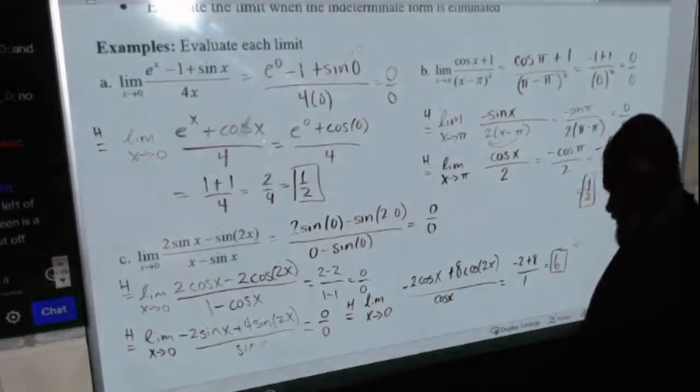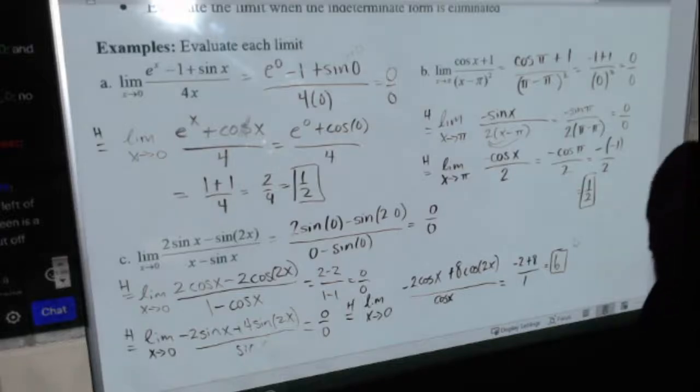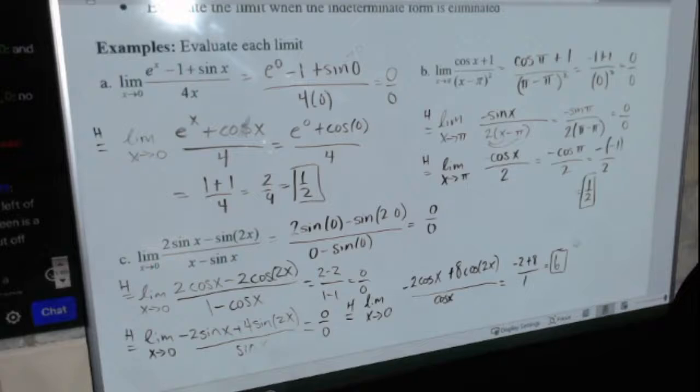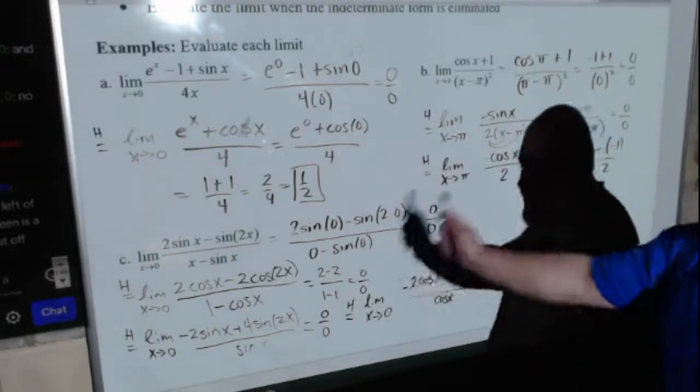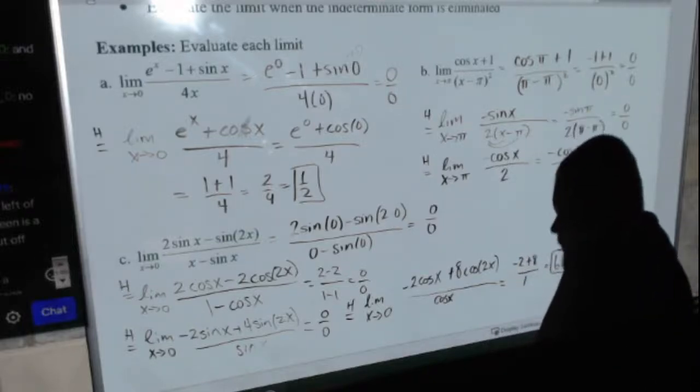There you go. So L'Hopital's rule is not hard. It's just maybe a little tedious. Like this last problem we just did, you got to plug in a lot, or take the derivative many times.